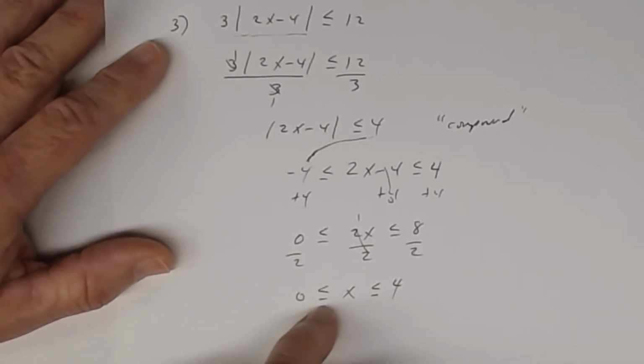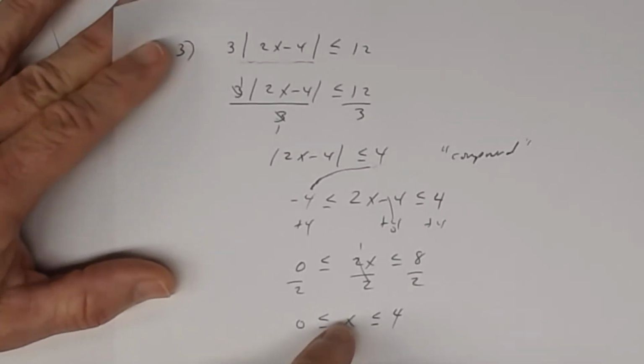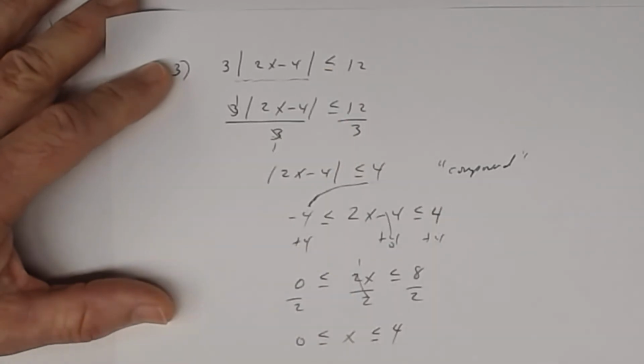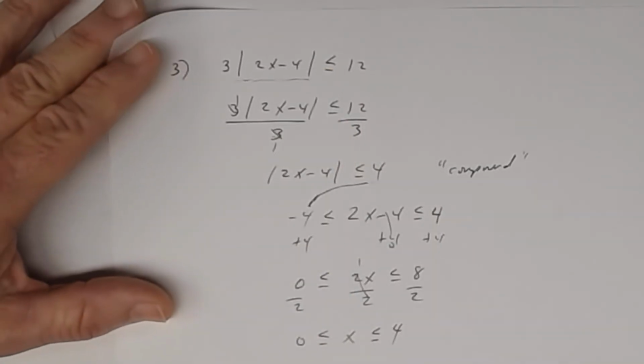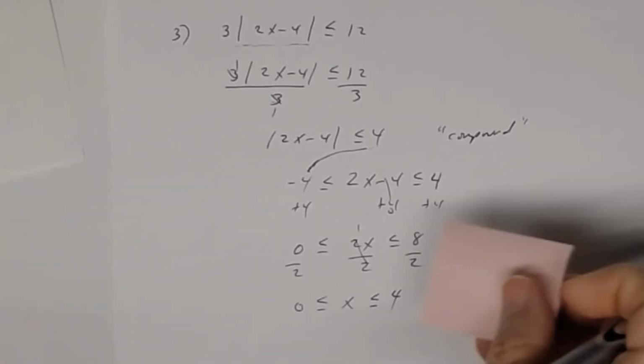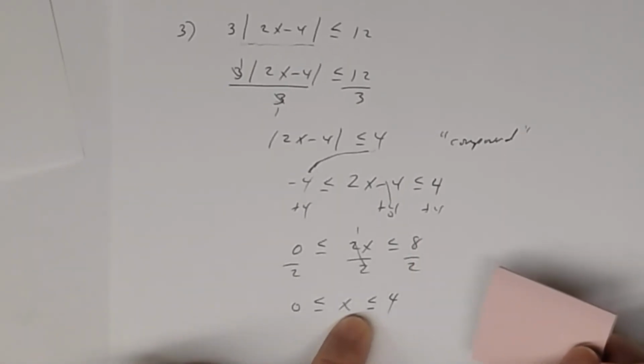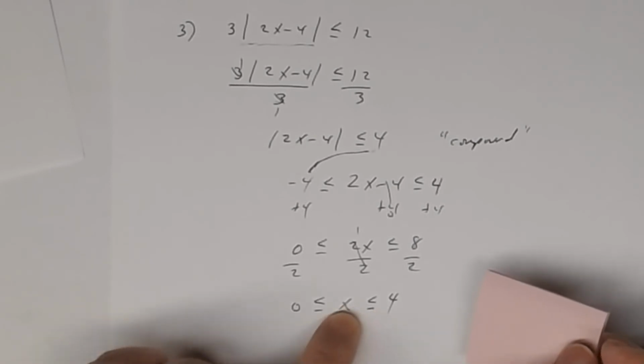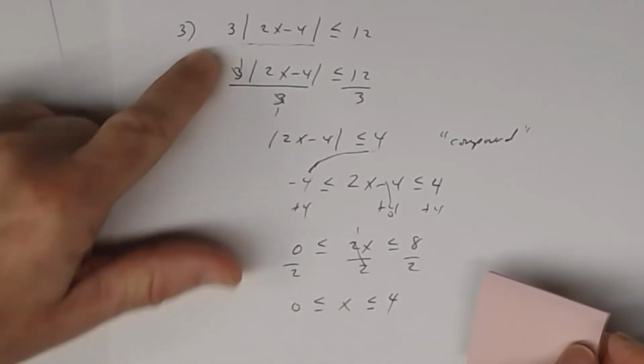So all the real numbers between 0 and 4, including 0 and including 4 because of the equal sign, is going to be a solution to the original inequality. Okay? And you can check that one. Watch, I'll show you. Let's pick a number that's in here. So let's say 2, right? X equal 2 is in here. So that should be a solution to the original.